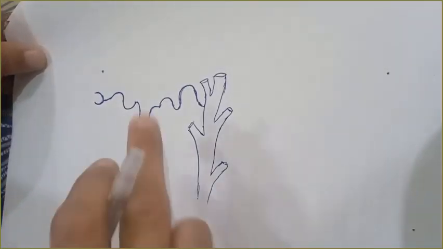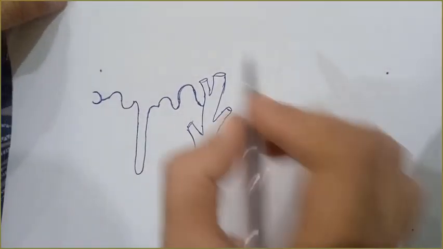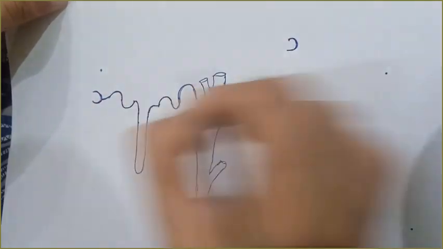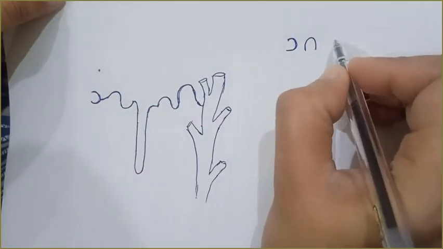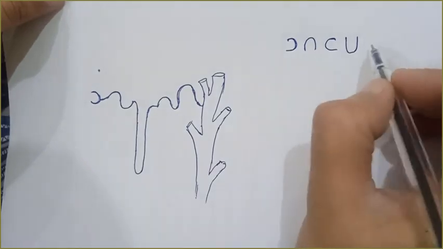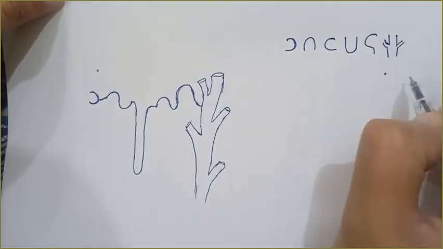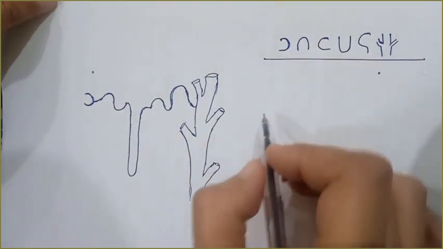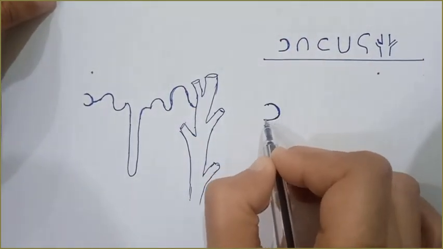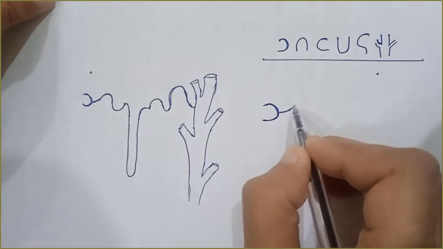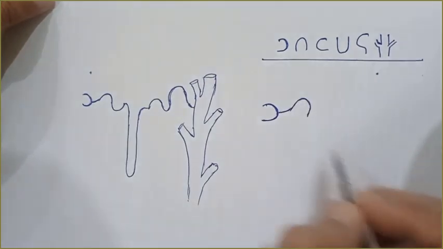Hello friends! Today we're going to learn how to draw a structure of nephron very easily by using some alphabets and symbols. So, here we need an inverted C, an inverted U, then an alphabet C, alphabet U, an inverted symbol of question mark, and a shape of tree trunk.